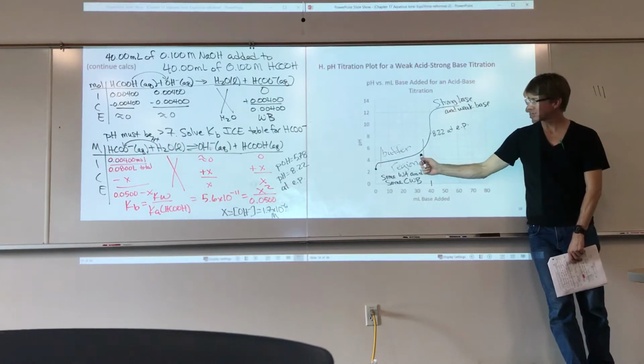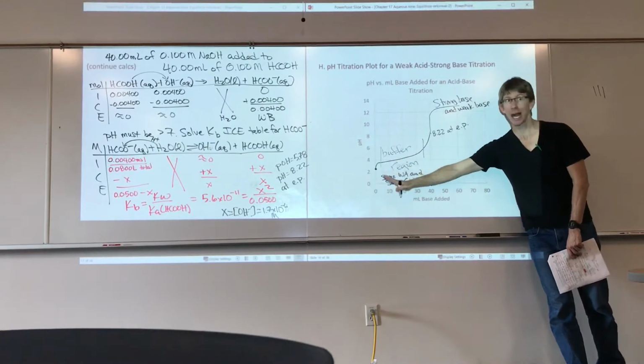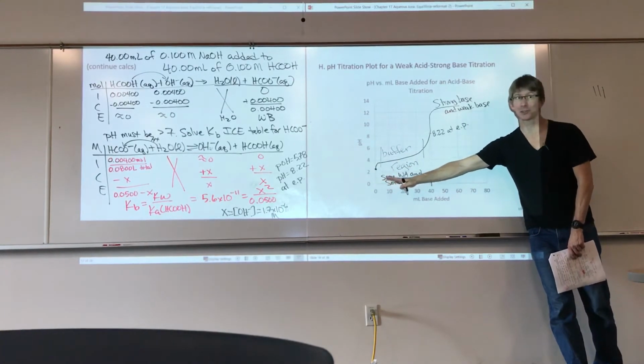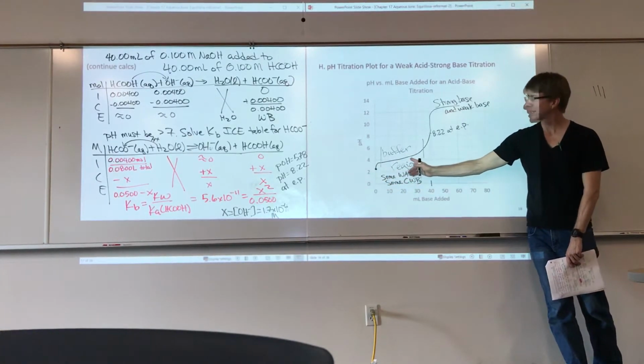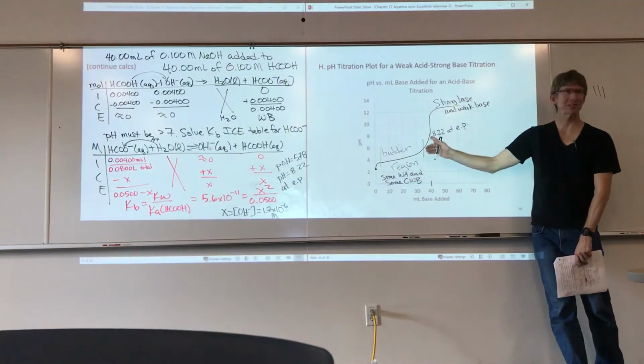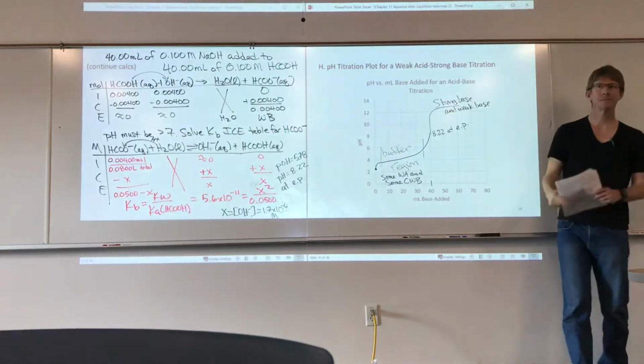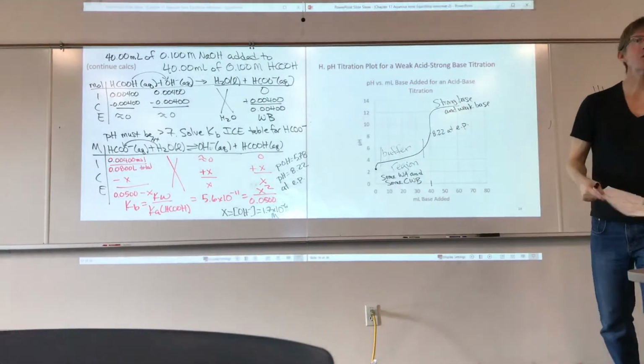So you can see it's relatively flat in the heart of the buffer region, although not completely flat because you add strong base to something, the pH is going to go up. But it does start to, on either end, you get steeper slopes. Yeah. Logan, and then David.